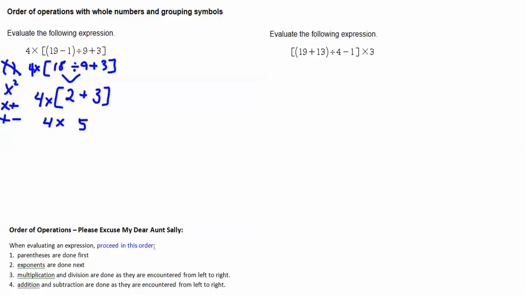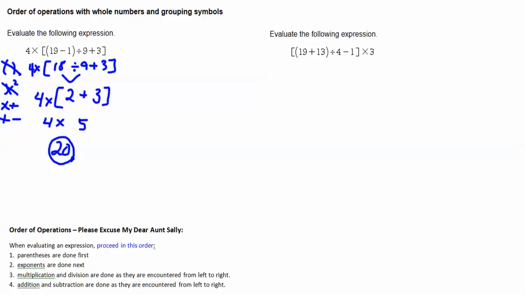Next would be exponents, but we don't have any, so we'll cross those off. And then we're multiplying or dividing, whichever comes first from left to right. And there's only one operation, which is multiplication. So 4 times 5 is 20. This somewhat intimidating original problem simplifies all the way down to one number, 20.